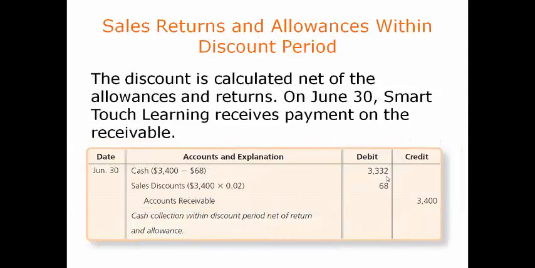And then here's one more with the allowances with the discount period, which we talked about earlier. And we said it was a 2% discount from the invoice. So we're going to take the $3,400 less the $68 that the company earned as a discount, excuse me, and they're going to pay us $3,332, and they're going to get a sales discount of $68, and our accounts receivable is going to go down by $3,400.